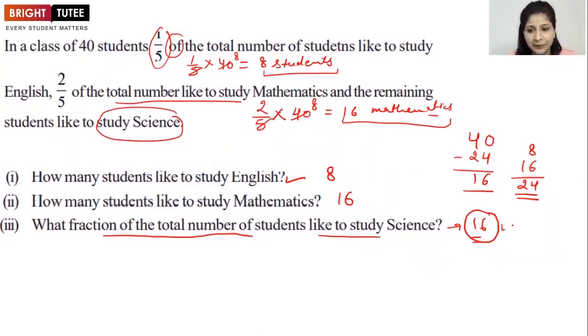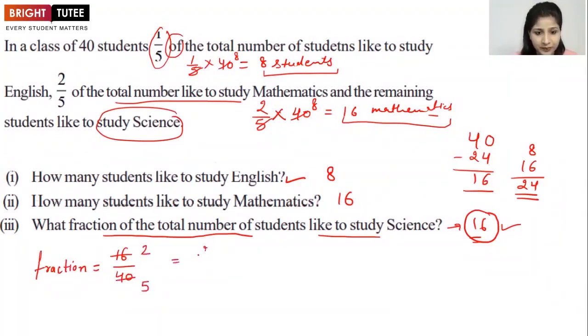Here it is 16. But what we have to calculate is not the number of students who like to study science, but the fraction of students. Fraction of total number of students. So out of 40 students, there are 16 who like to study science. So the required fraction would be 16 upon 40. You can cancel it also. If we cancel with 8, it is going to be 2 upon 5. So this is in the simplest form. So the right answer for the third part is 2 upon 5. The fraction of total number of students who like to study science is 2 upon 5.